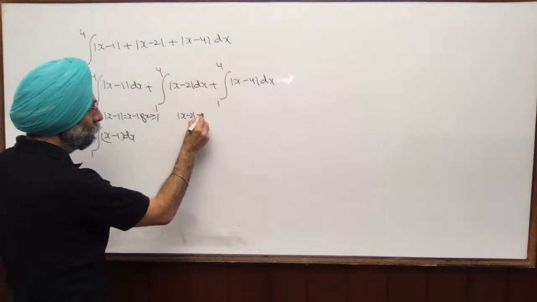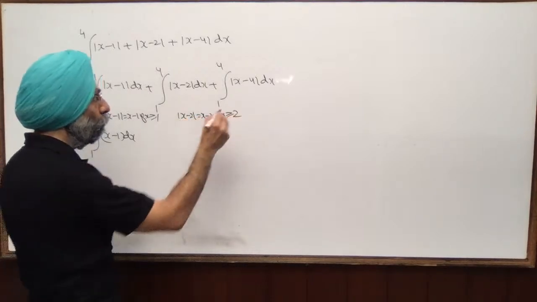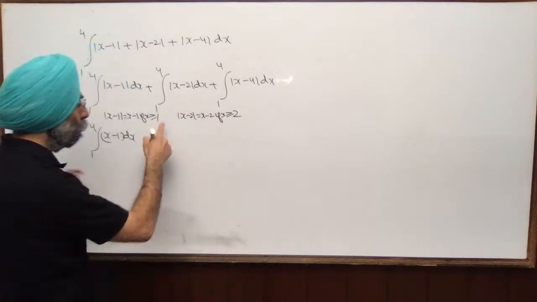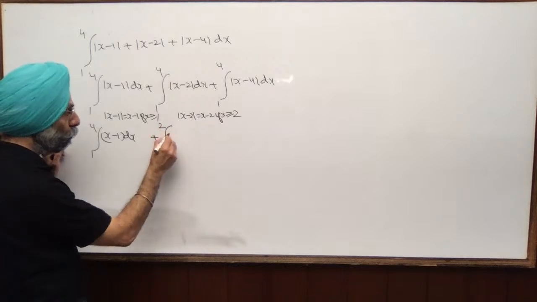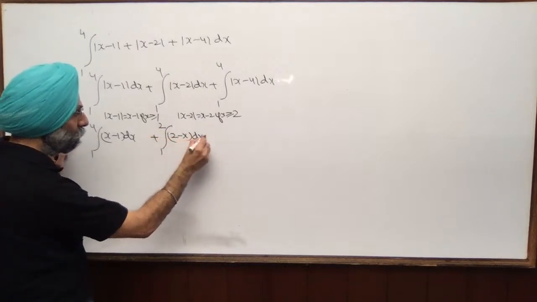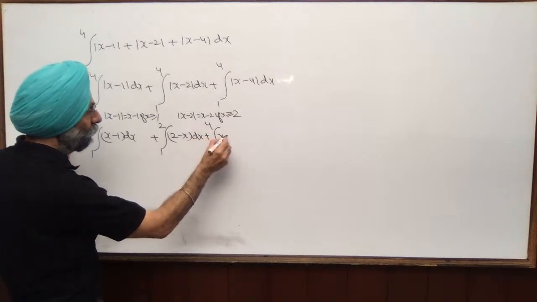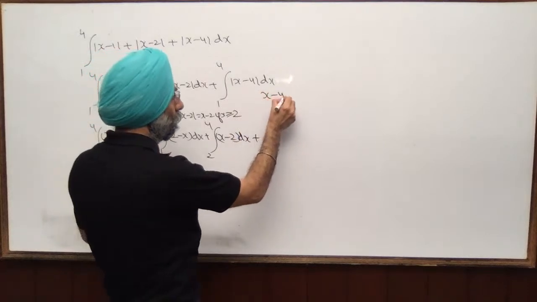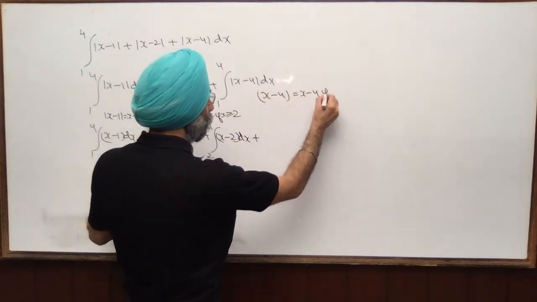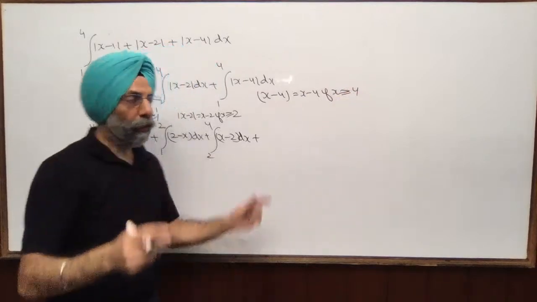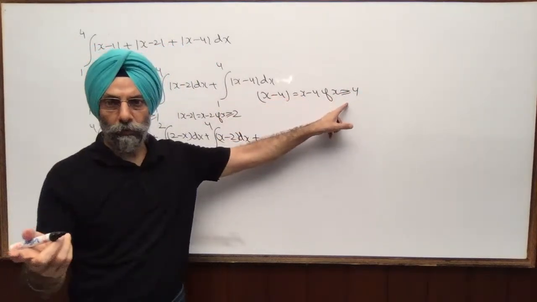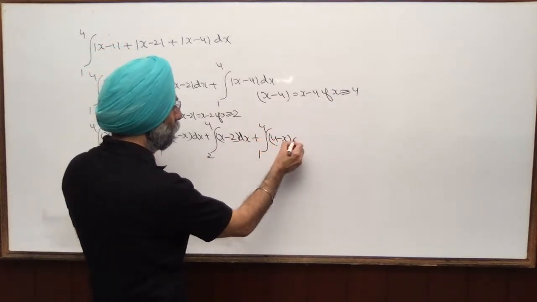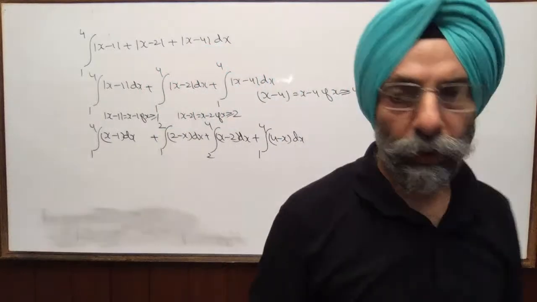Mod of x minus 2 is equal to x minus 2 if x is greater than or equal to 2. That means when the value of x is greater than 2 it is positive, but if it is less than 2, that means from 1 to 2 it is negative, so 2 minus x, plus from 2 to 4 it is x minus 2 dx. Similarly the next case, mod of x minus 4 is equal to x minus 4 if x is greater than or equal to 4. But this is a positive value when x is greater than or equal to 4, otherwise it is negative. So that means 1 to 4 it is 4 minus x dx. Check it, son.